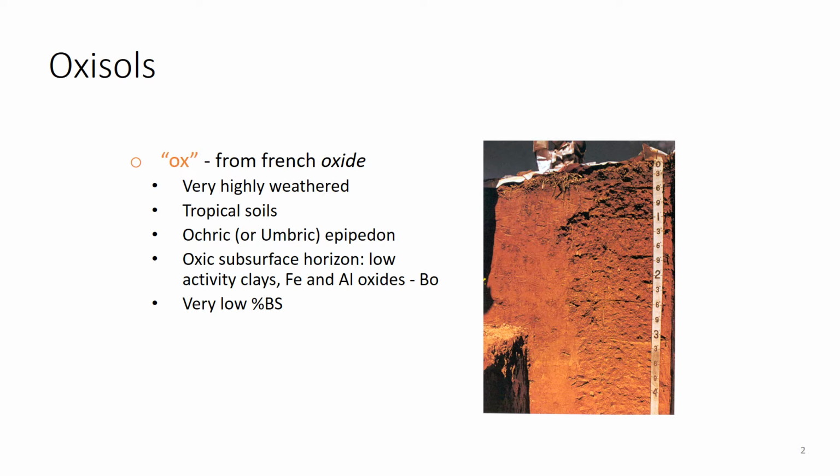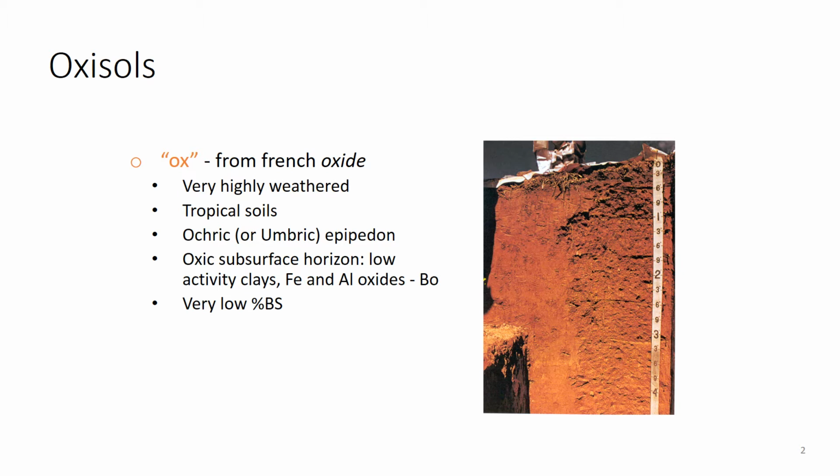Oxisols are represented by "ox" in the soil taxonomic name. Ox comes from the French word oxide. These are very highly weathered soils. They're tropical in nature. They are ochric in their epipedon, meaning they usually have a light, not very fertile surface horizon, but they can also have an umbric epipedon at the surface as well.